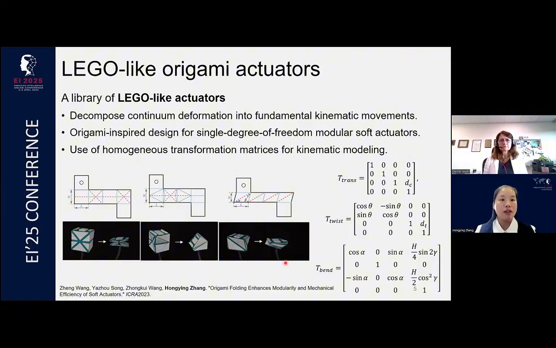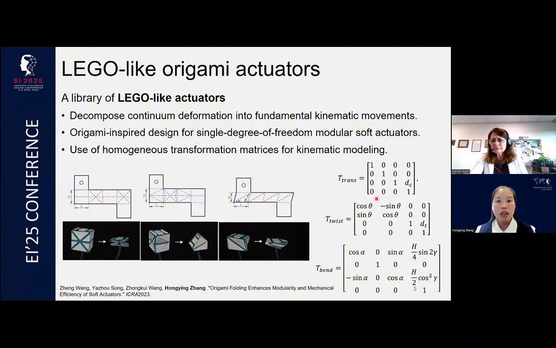The good thing is that all the modules that we listed here only have a single degree of freedom. It means the actuation can also be very simple. Here we just use pneumatic power to actuate all of them. The modeling of all these modules is also straightforward. Because they only have a single degree of freedom, we can actually use rigid robot kinematics to model these soft modules. So we can use a very simple homogeneous transformation matrix to model the kinematics of all the modules.